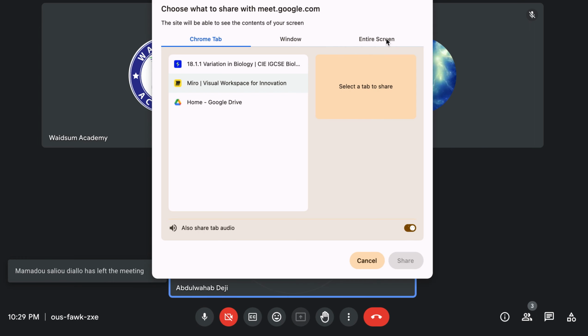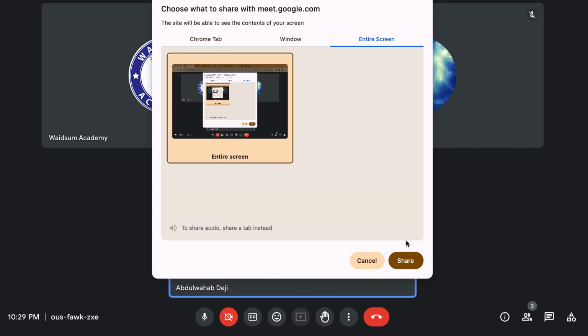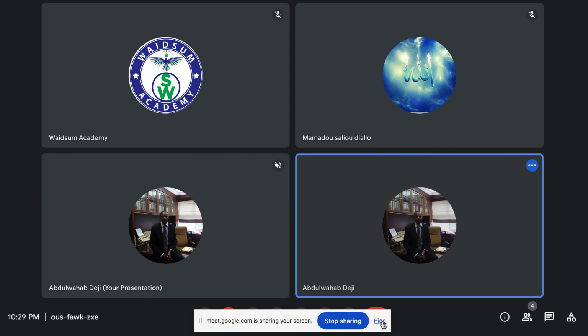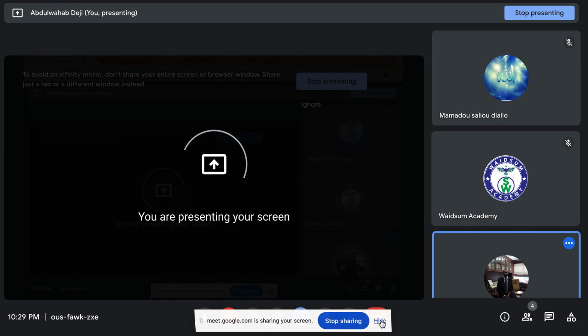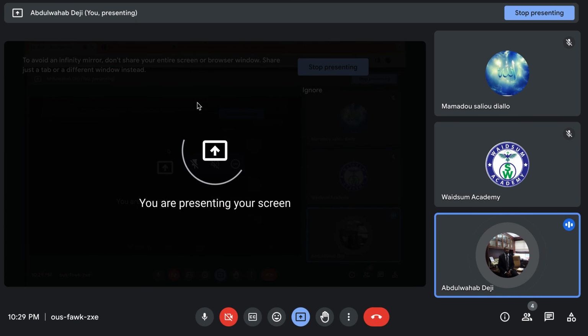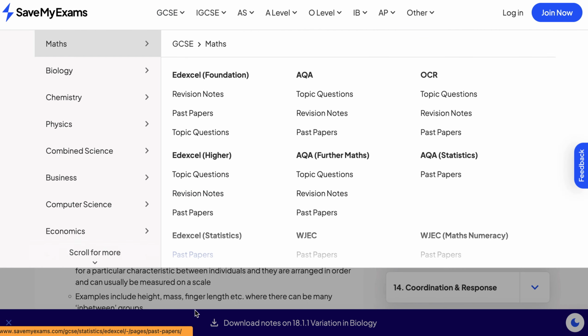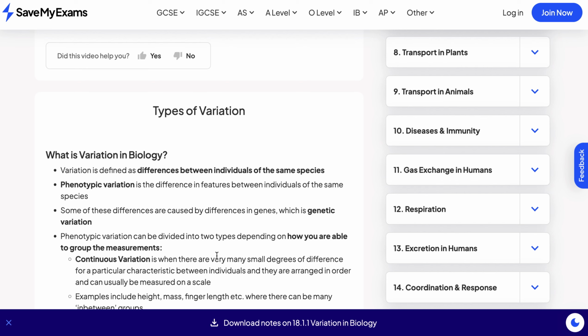Despite being organisms of the same species, they what? They exhibit different characteristics. So since they exhibit different characteristics, we call this variation. Okay, so that's what that part is.